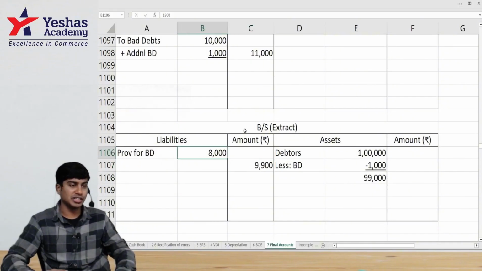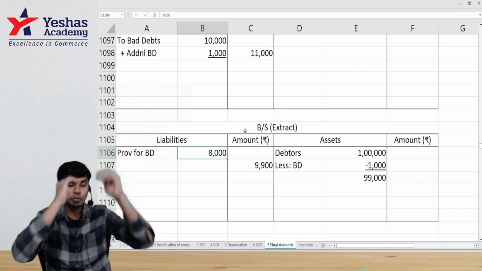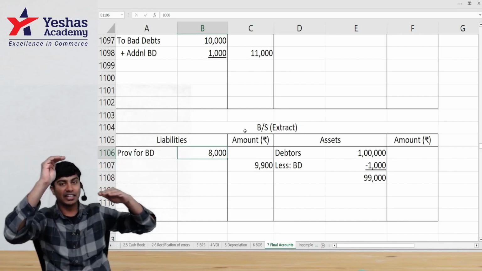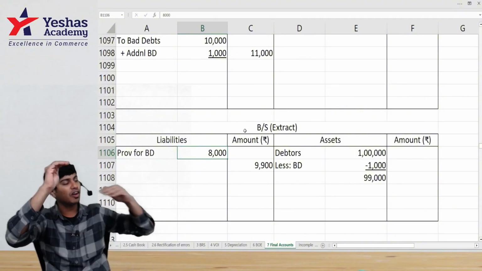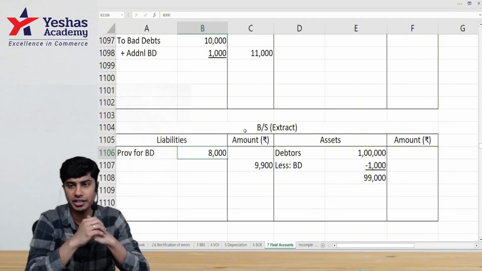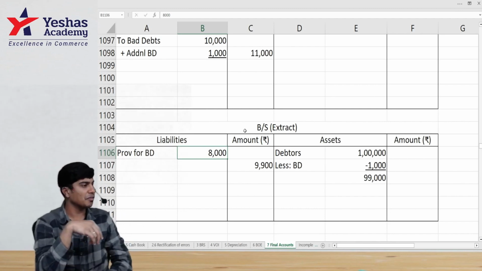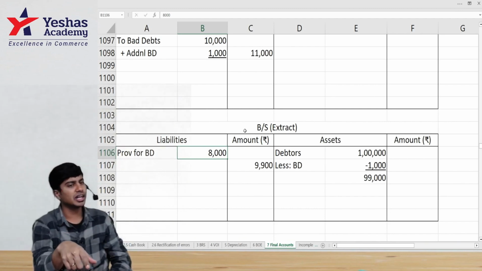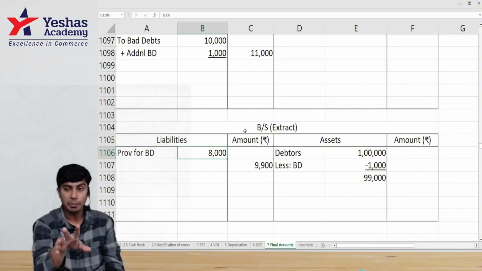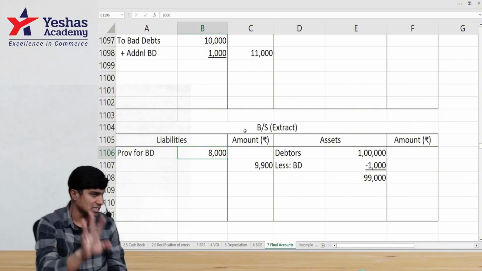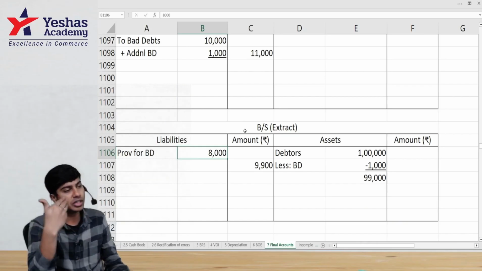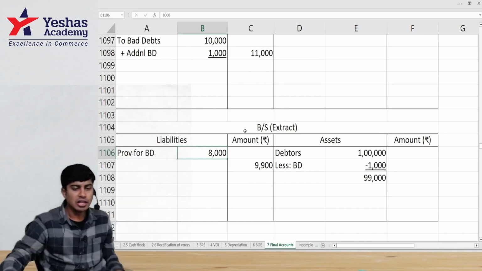But it's already there to the extent of 8,000. Provision to be maintained 9,900. Provision existing 8,000. Existing provision of 8,000 is not sufficient. We have to additionally create 1,900. If this 8,000 existing provision was not there, full 9,900 would have been the provision that I'm creating during the current period, expense and liability. But 8,000 is existing provision, 9,900 is the provision to be maintained. So we have to create provision of 1,900.